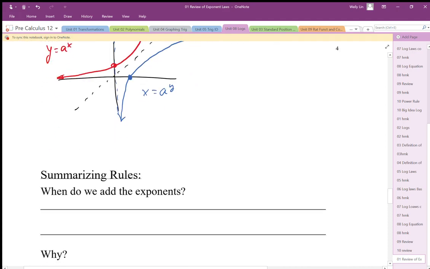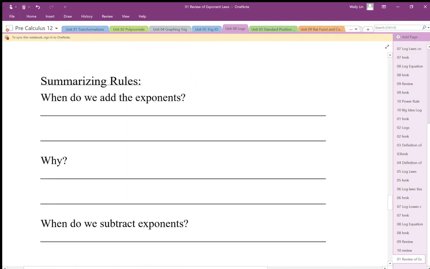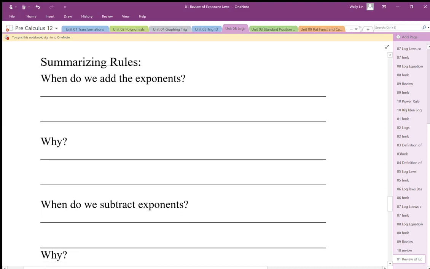Now, what are the exponent rules? Let's make sure we're very clear on the exponent rules before we get into the logs. So when do we add exponents? We add exponents when we multiply exponents with the same base. So this is when we multiply.